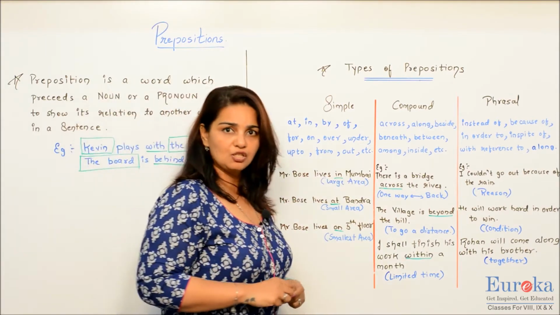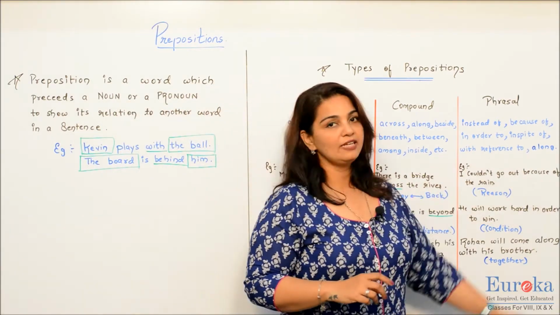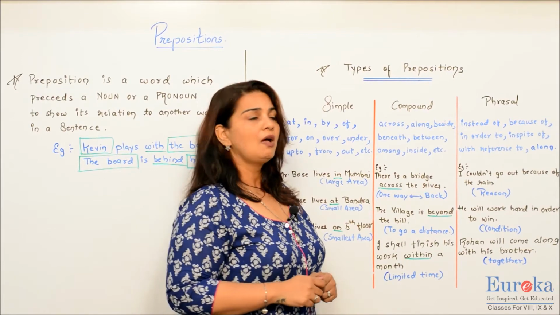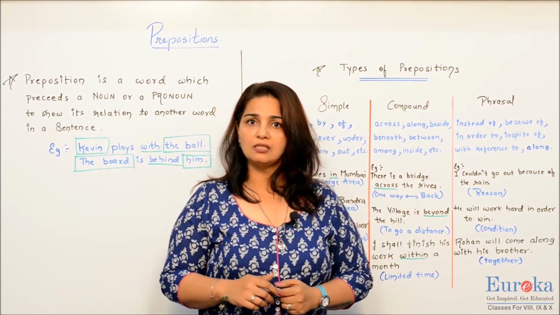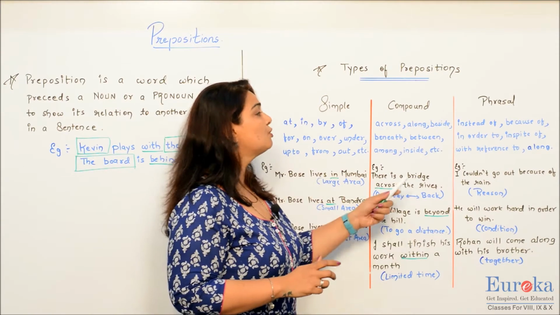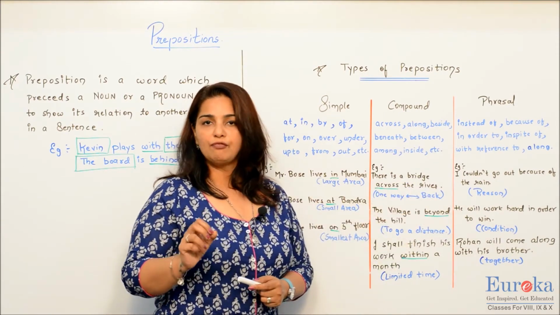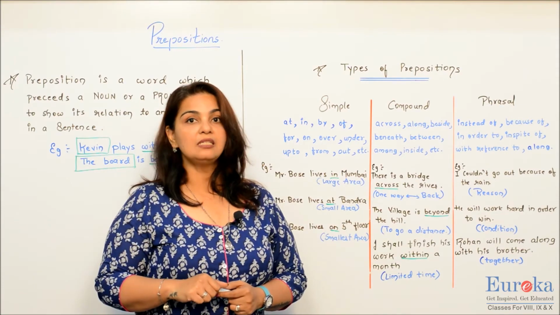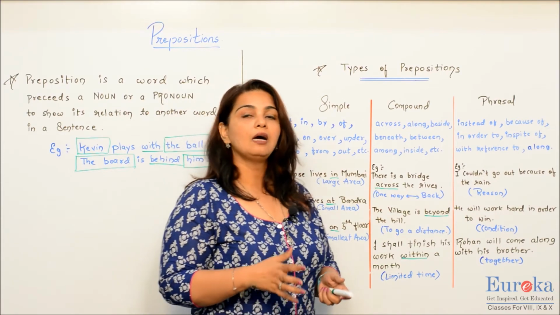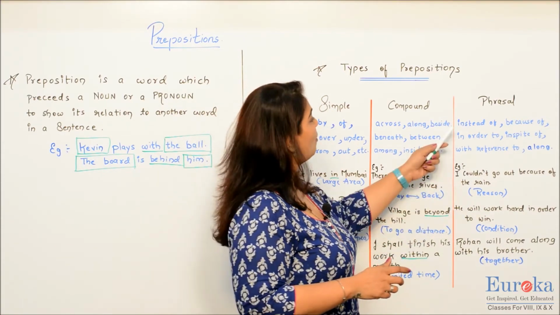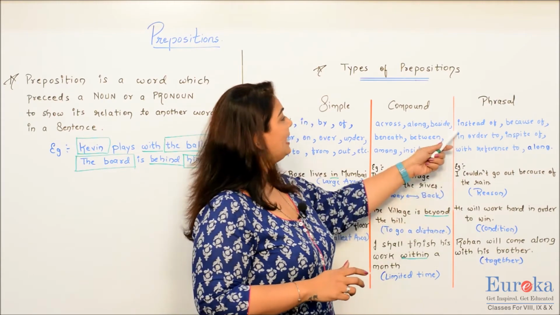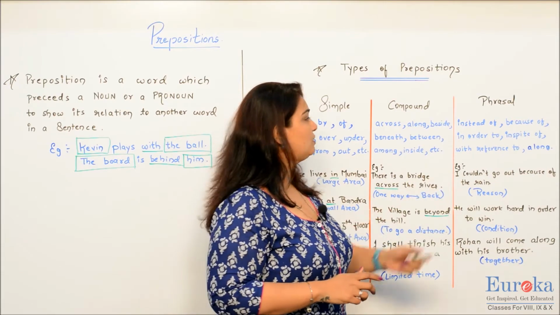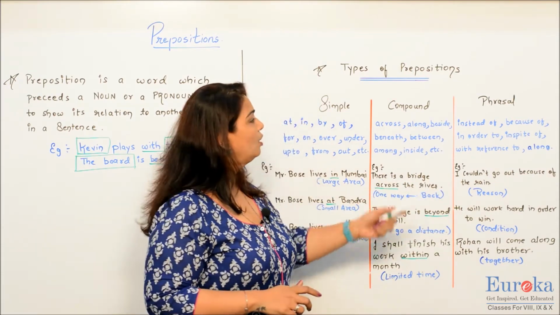Now we go to the last one, and that is known as the phrasal preposition. A little bit complicated but not very difficult, because once we understand what a phrase is, it becomes very easy for all of us to put them in the correct order. A phrase means a group of words, but incomplete words. They need the support of the other words to make a meaningful sentence. So let's see what the phrasal prepositions are. Instead of, because of, in order to, in spite of, with reference to, along with.